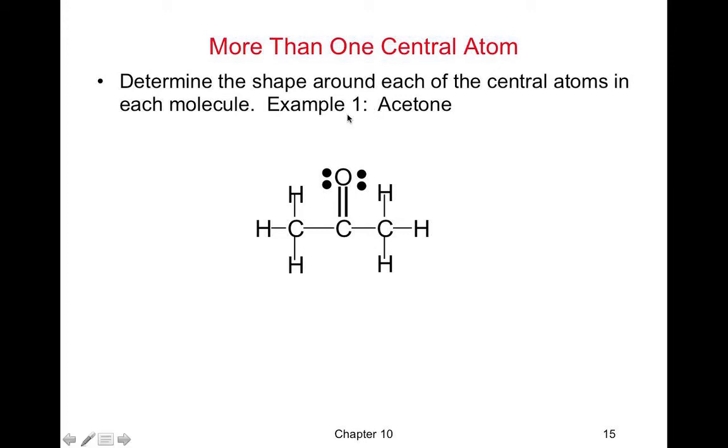All right, so I want to determine the shape or the molecular geometry about each one of the central atoms in this molecule. In this case, I've got acetone. So if I look at this carbon atom first, I've got 1, 2, 3, 4 bonded atoms. I've got no lone pairs. So I've got 4 electron groups with no lone pairs, so that's going to be tetrahedral. In the case of this carbon atom, I've got 1, 2, 3 bonded atoms, no lone pairs. So both the electron geometry and molecular geometry are going to be trigonal planar.